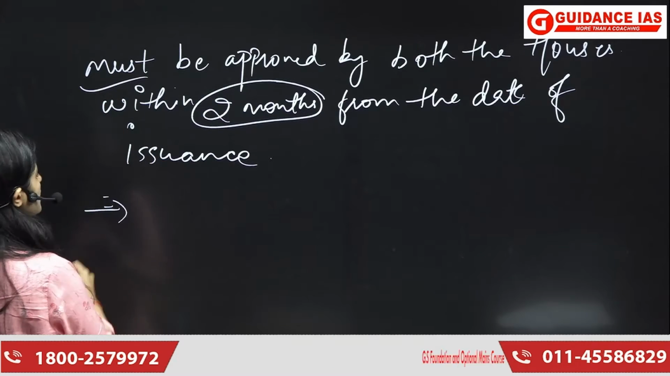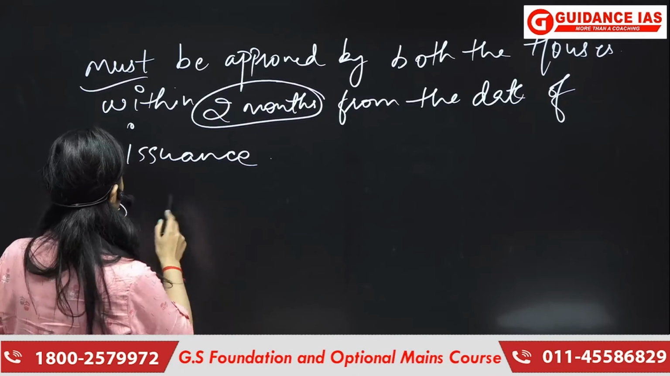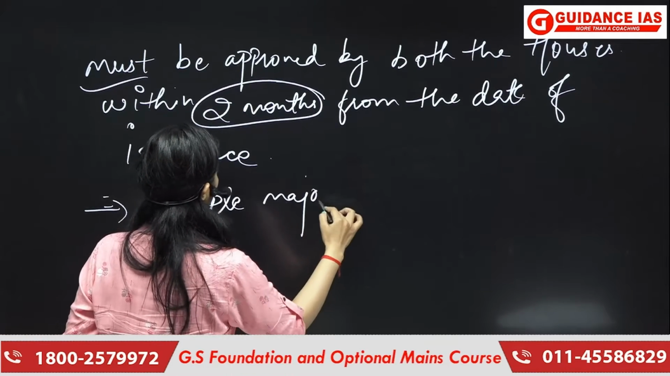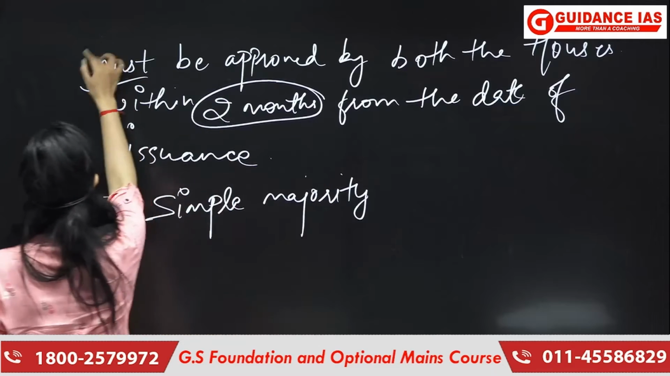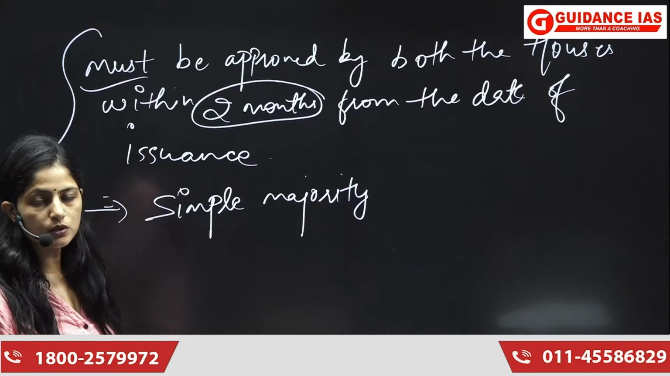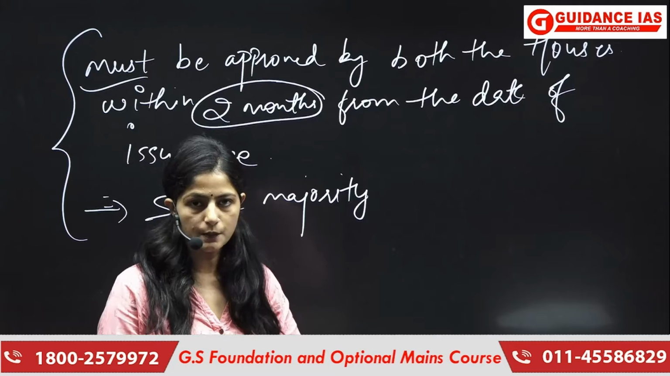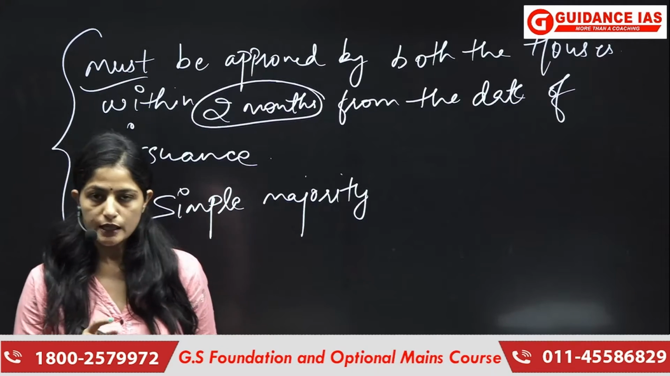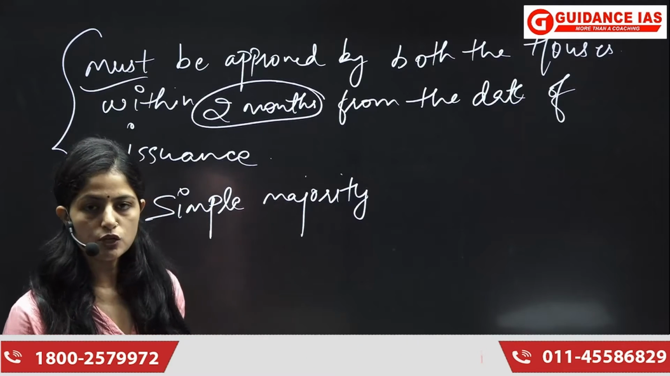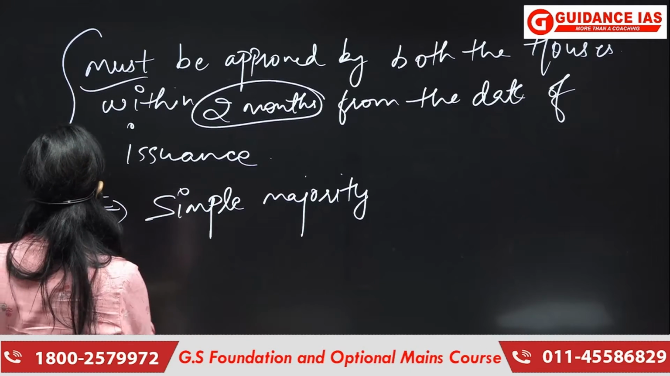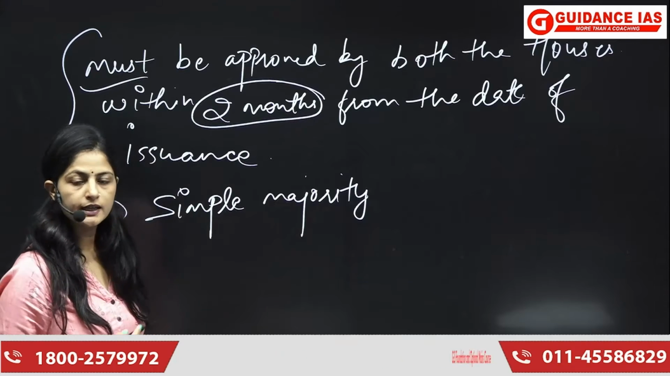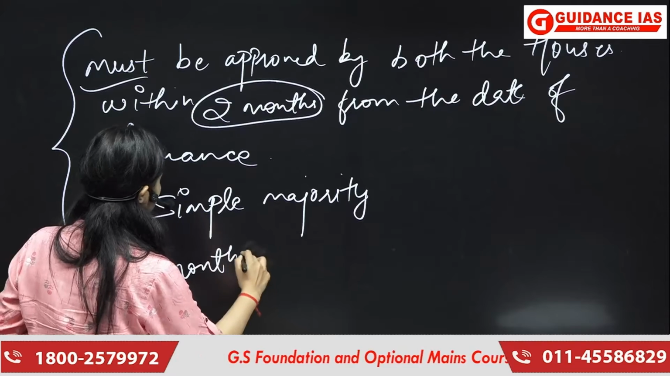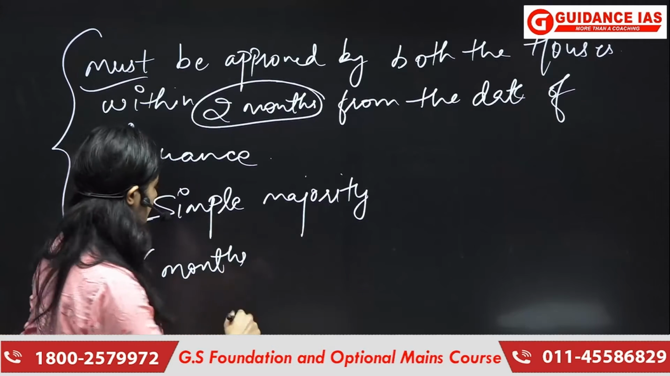And if we talk about which type of majority is needed, it would be a simple majority. Simple majority would be needed, right? This was the basic idea about the parliamentary approval which is needed for the proclamation of emergency under Article 356. Now, if you talk about the duration of the emergency, generally, जो हम approval देते हैं, we give it for 6 months initially. The parliament gives the approval for 6 months initially.